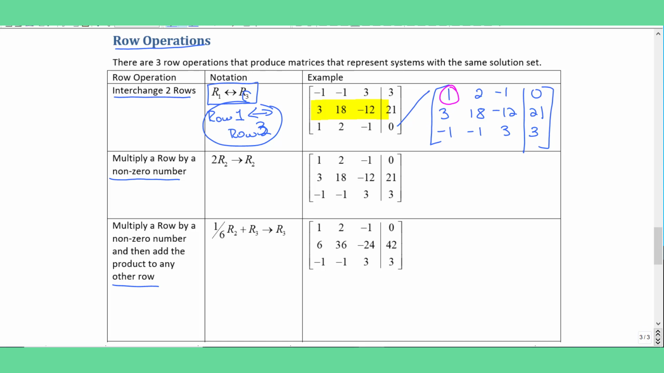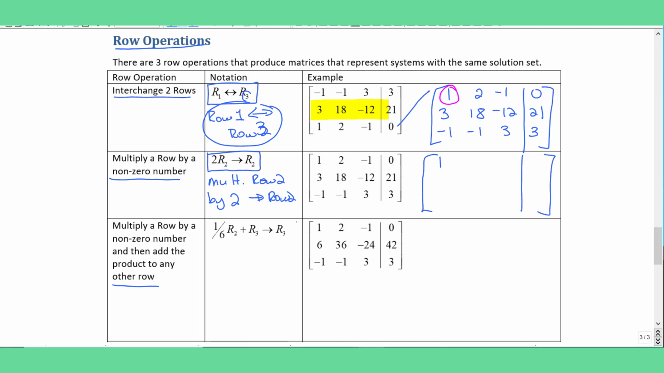All right, so now what does this notation say to do? This says to multiply row 2 by 2 and put it back in row 2. So this time, the only thing I'm using is row 2.